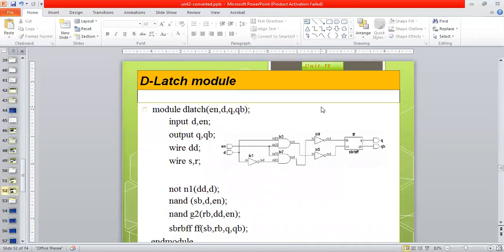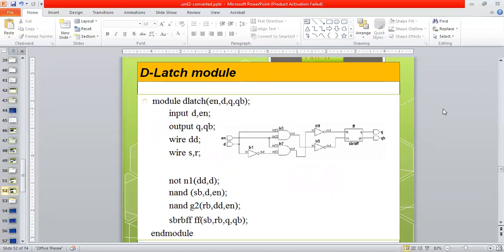Now I'll talk about the implementation of the D latch, and how to develop the D latch by using gate level modeling. The D latch has inputs. If you observe this circuit, D and enable are the inputs for this circuit here. What are the outputs here? Q and QB are the outputs here.